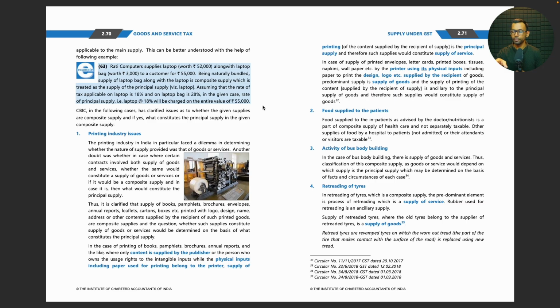So the tire was originally yours. I only did the repair work, some improvement work, and then I gave it back to you. So this is a pure nature of service, supply of service.